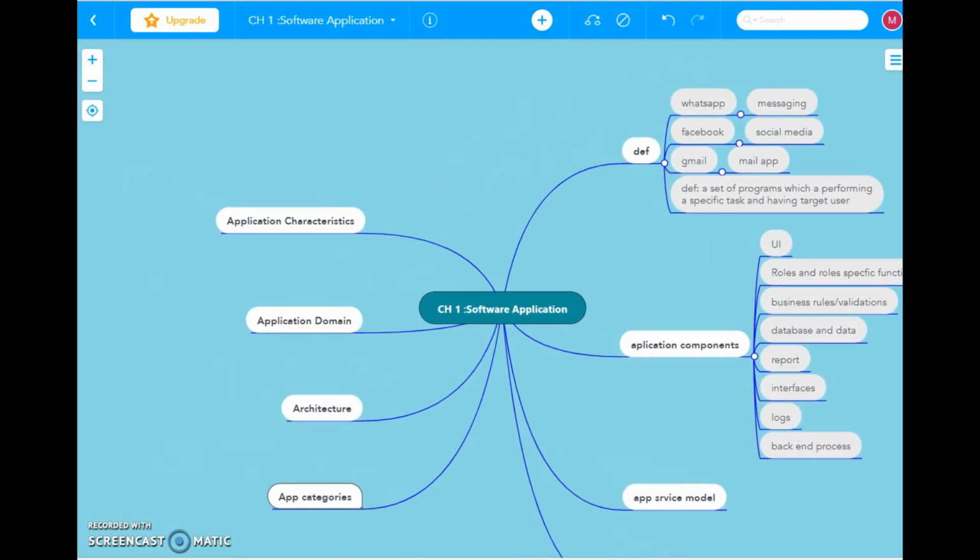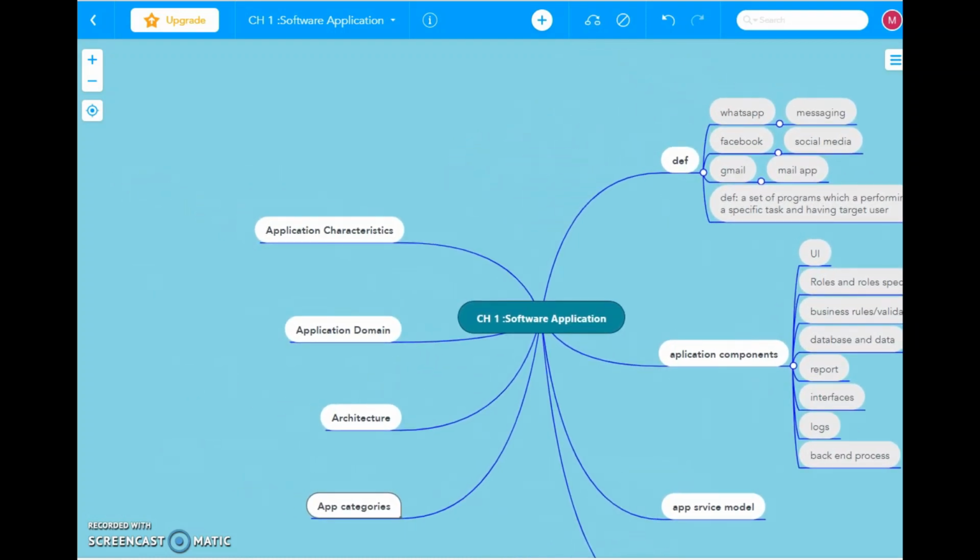So we'll start with application characteristics now. What exactly is application characteristics? Based on the purpose of the application, it has particular characteristics. Application characteristics are typically documented in your SRS, that is the system requirement specification document, and it forms the basis of the non-functional requirements or non-functional testing of the application.